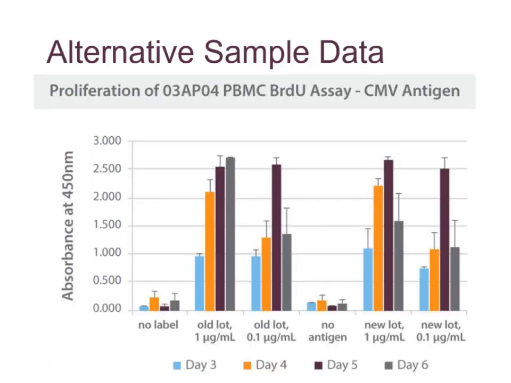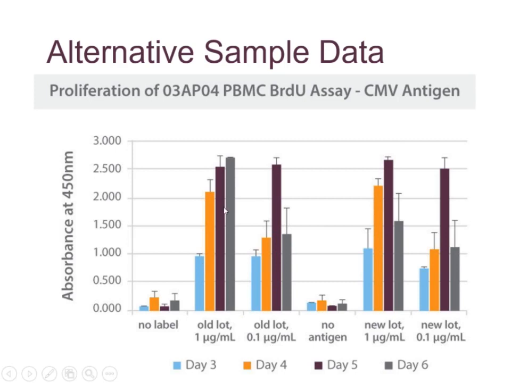Just another example here, again showing the kinetics of the S phase developing. You can see that in the absence of any bromodeoxyuridine, there's very little signal, as in the absence of antigen, but the presence of bromodeoxyuridine is still very low. And each colored bar represents a different day for labeling.